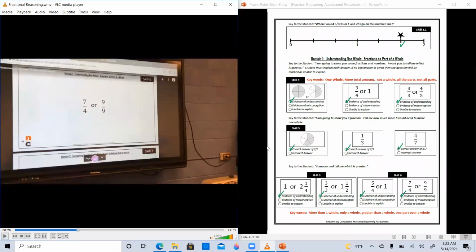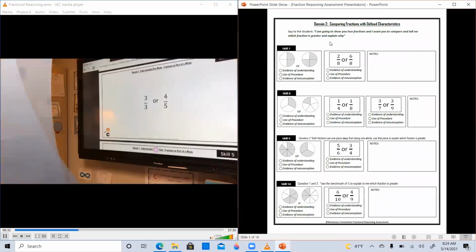Again, good explanation. Also, as you give this first section to 4th, 5th, 6th graders, you're going to be surprised how many students struggle with these most basic concepts. And if a student can't get through domain 1, they're going to have a really hard time in 2, 3, and 4.